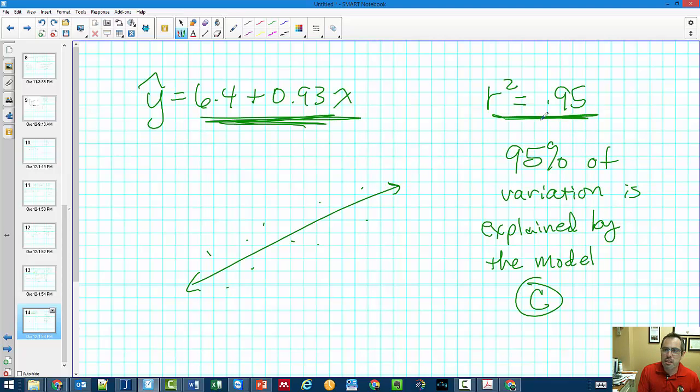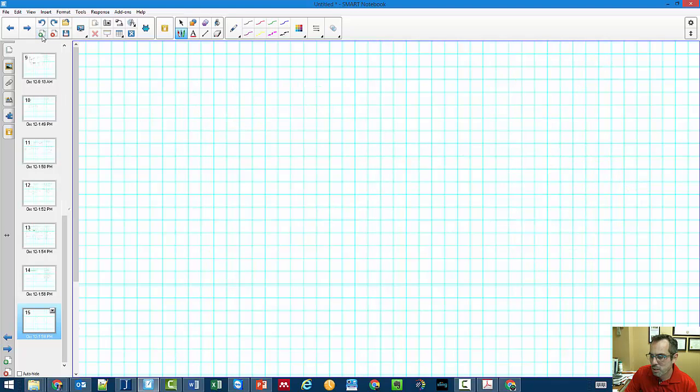Keep in mind, too, that this does allow me to calculate what R is. The correlation would be the square root of 0.95, and you can calculate that value in order to see what that tells you. So that's 525. 526.